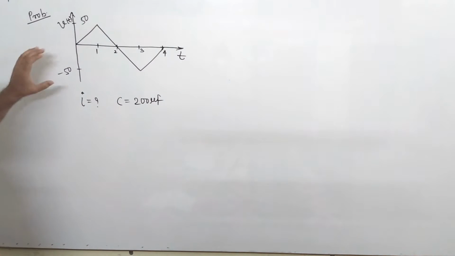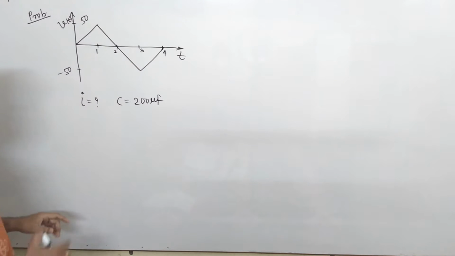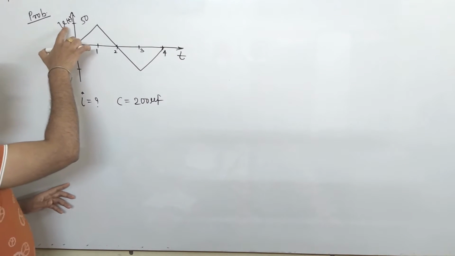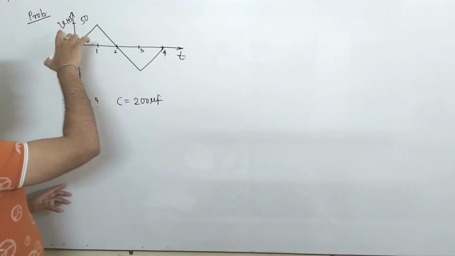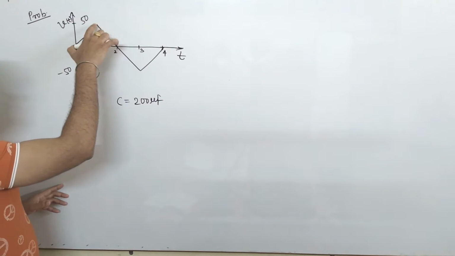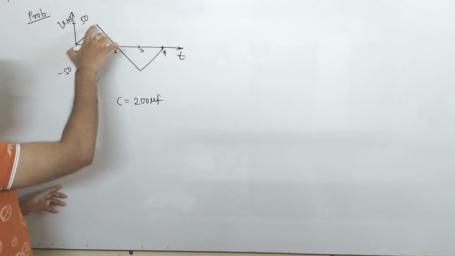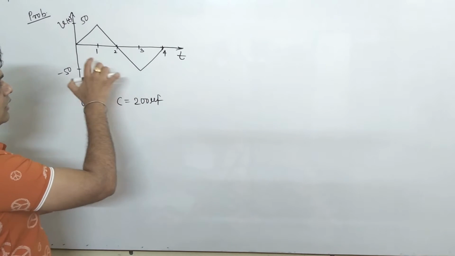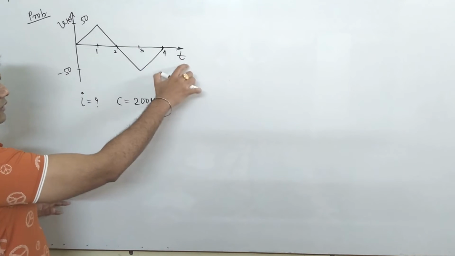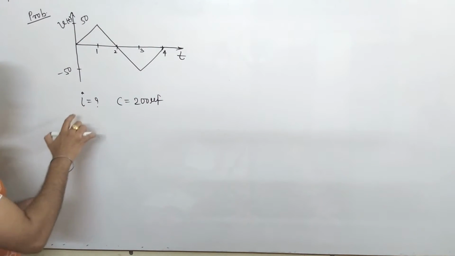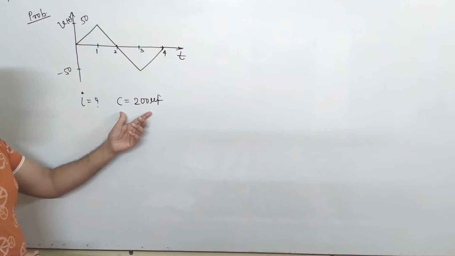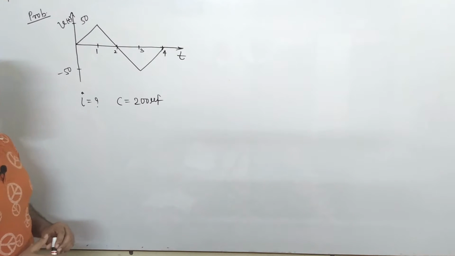In this problem, one waveform is given. It's a kind of triangular waveform of voltage V. As it is time dependent, we call it Vt, and its maximum magnitude is 50, and minus 50, in volts. The time is in seconds, and this is the x-axis and this is the y-axis. You have to find the value of current I across a capacitor C, that is 200 microfarad.